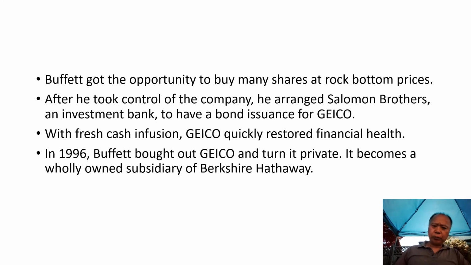Buffett got the opportunity to buy a large number of shares at rock bottom prices. After he took control of the company, he arranged for Salomon Brothers to do a bond issuance for GEICO. With the fresh cash infusion, GEICO quickly restored financial health. In 1996, Buffett bought out GEICO and turned it private. It became a wholly owned subsidiary of Berkshire Hathaway.